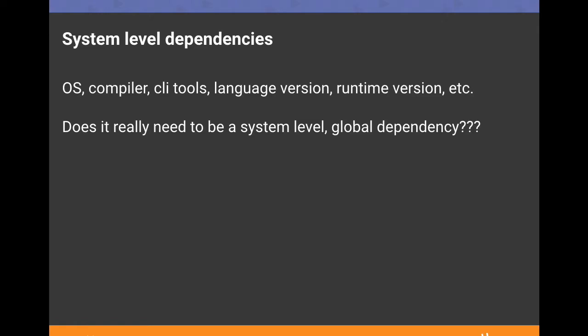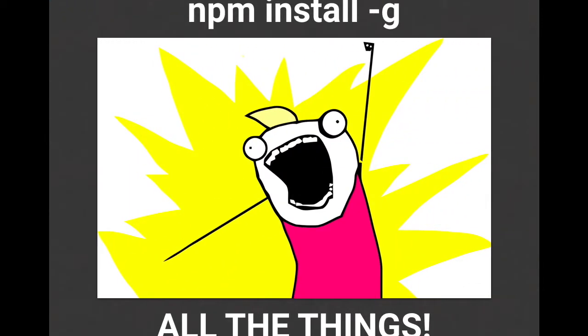But even without Docker, you should really ask yourself, okay, I'm about to install this thing. Does this really need to be a system-level global dependency? These days, it's pretty common in the Node.js world just to say, hey, let's just install this cool new CLI. We'll install it globally, and it'll all be great.